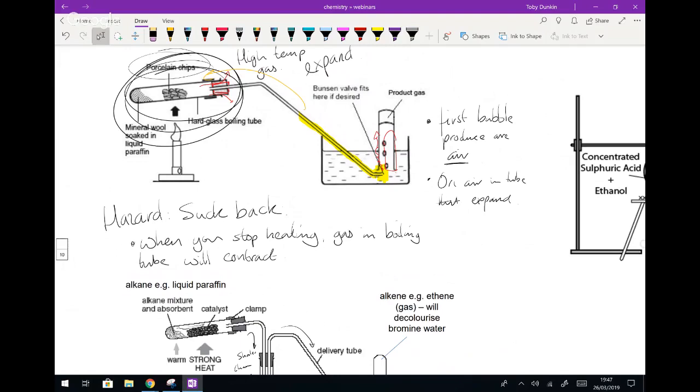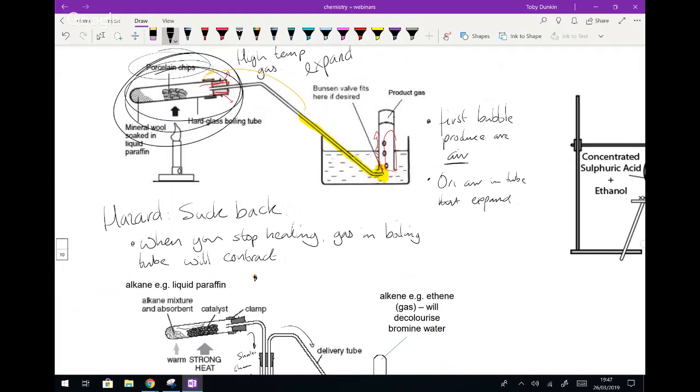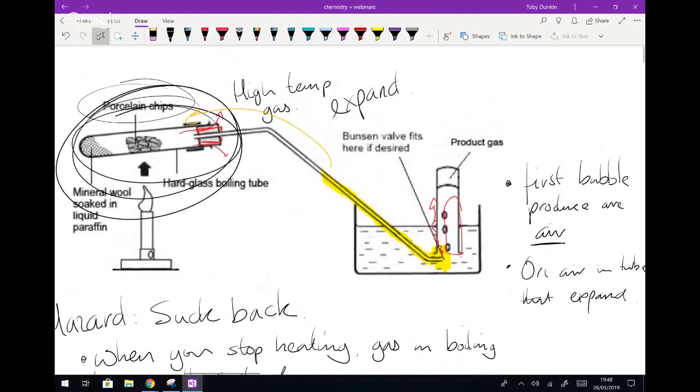So when you stop heating, gas in boiling tube will contract. Water will get sucked up. Water sucked up can cause explosion. So how do you prevent it? They like this question, and it's really easy. You remove the delivery tube.